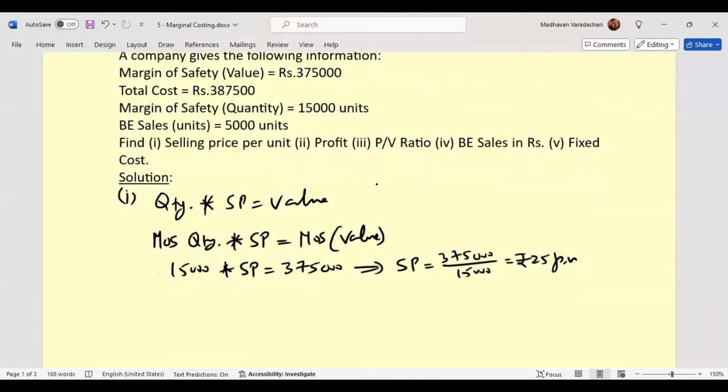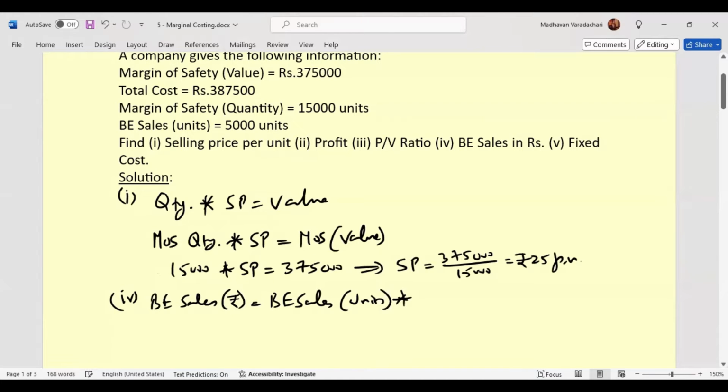Then, since break-even sales in quantity is known to be 5,000 units, we can do this fourth one. Break-even sales in terms of rupees will be break-even sales in units multiplied by selling price. So that is 5,000 multiplied by rupees 25. That will give us the break-even sales as 1,25,000. Now we'll move on to the second part.